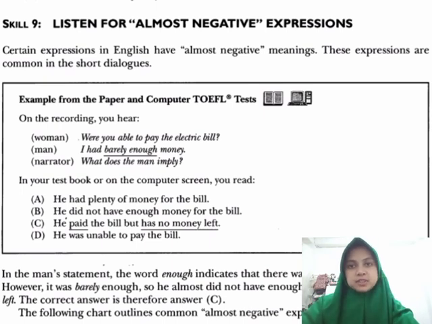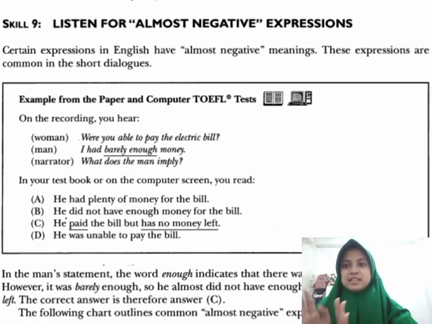Well, if the seventh strategy was to listen for negative expressions, then in this skill, the ninth strategy, we will listen for almost negative expressions. Certain expressions in English have almost negative meanings. These expressions are common in short dialogues.